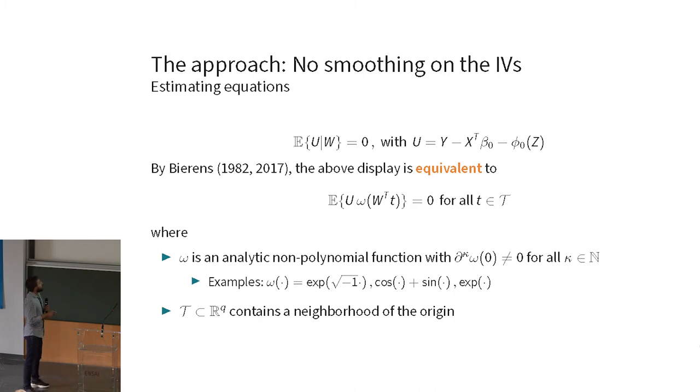Second, the capital tau has to be just a set that contains a neighborhood of the origin. Okay? So essentially, this reformulation of the problem allows us to avoid the smoothing over the instrumental part. So, from the continuum of moments, we essentially obtain this equation, which is an integral equation.